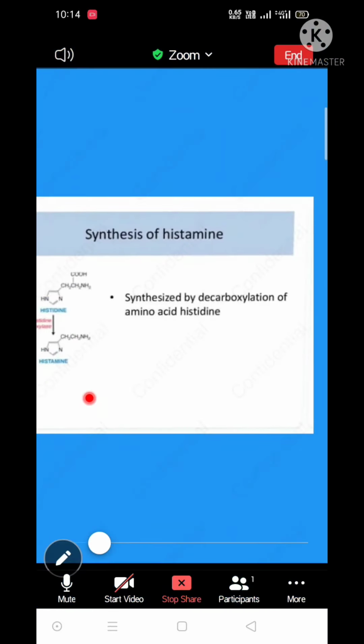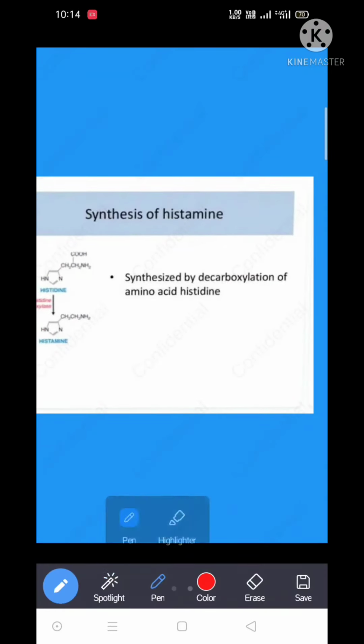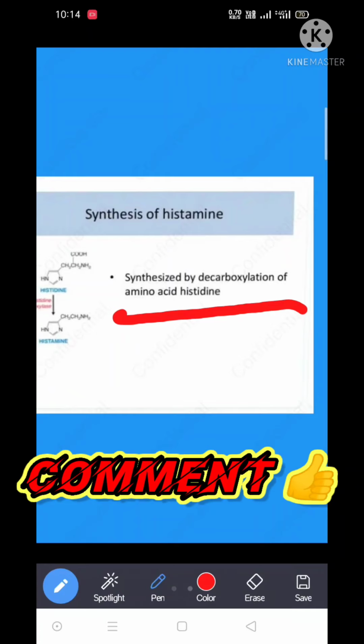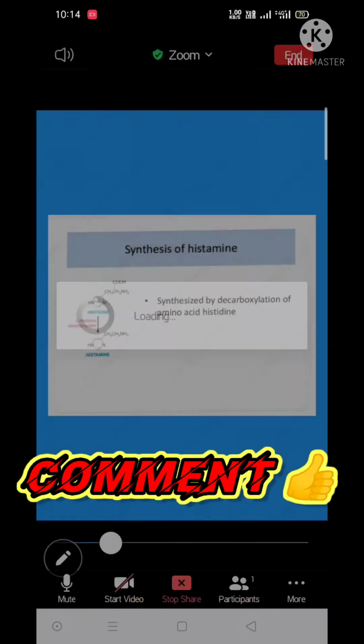Or if we see the definition, it is synthesized by decarboxylation of the amino acid histidine, right? Amino acid histidine, which means if we decarboxylate histidine, we get our histamine. Let's move forward.